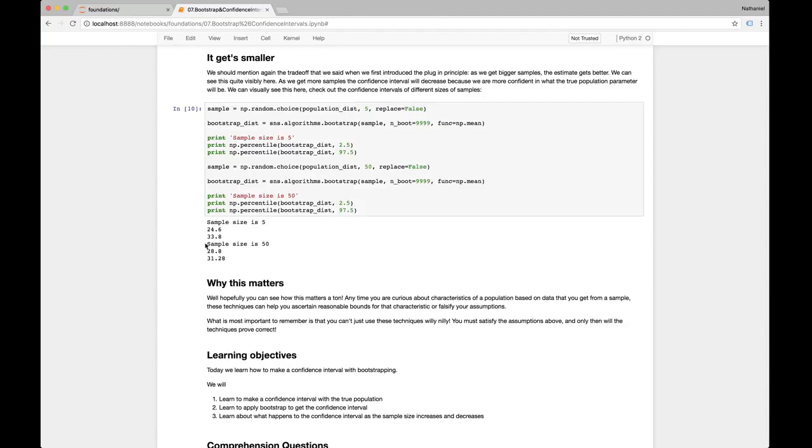You can see this right here. If the sample size is 5, we get a very big confidence interval, almost 10 for the full width of it. But if the sample size is 50, so 10 times that, our confidence interval becomes much smaller, like 2 or something like that. So as you get more samples, the confidence interval gets tighter and we get more confident. Remember, the confidence interval was derived from the plug-in principle. And what do we know about the plug-in principle? The fundamental trade-off is the more samples, the better the plug-in principle works.